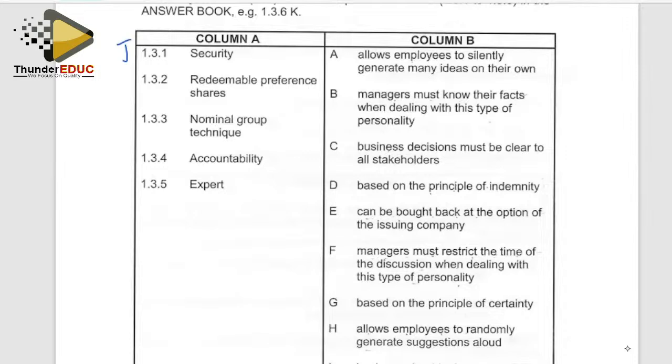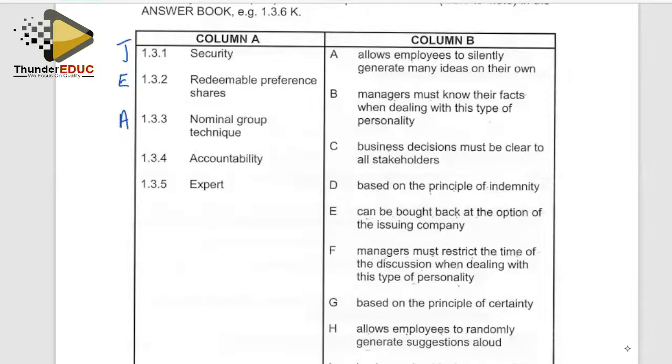So it means the appropriate answer in this regard is going to be E. So now let's check 1.3.1. 1.3.3 nominal group technique. So now this allows employees to silently generate many ideas on their own. So it means just that the appropriate answer is going to be A.